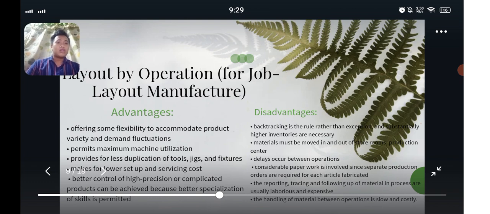The fifth one, the reporting, tracing, and following up of materials in process are usually laborious and expensive. The last one, the handling of material between operations is slow and costly. So that's all for the advantages and disadvantages of layout by operations.